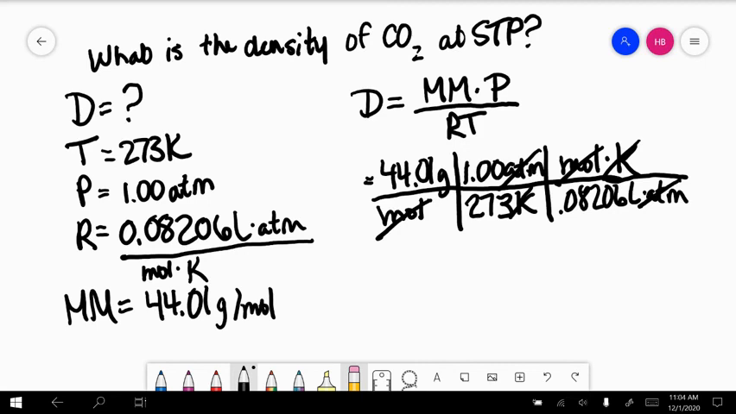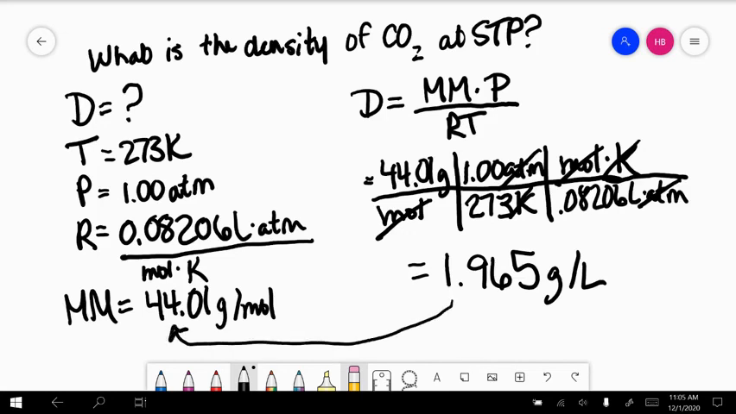Multiply by the top and divide by the bottom to get 1.965 grams per liter. I'm using 4 sig figs simply because I used my periodic table of the elements, and my periodic table of the elements happens to have 4 significant figures. So there's a couple examples to help you get started with the density practice problems.